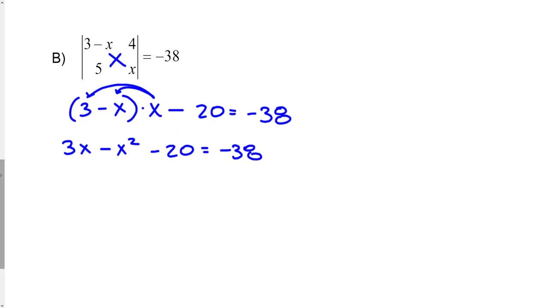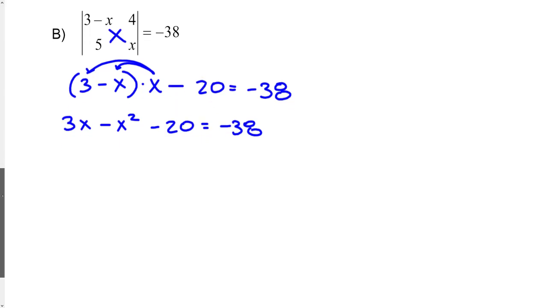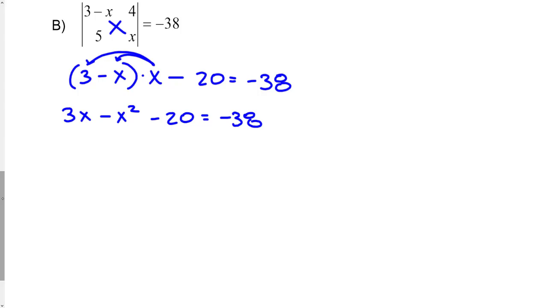Now this time I have a quadratic, and since it's quadratic, I need to get everything to one side of the equation and get ready to factor. So let's begin that process. So if I move everything to the right hand side of the equation, I'm going to have 0 equals, I'll write it, x squared minus 3x, oops, minus 3x that is, and I'm going to add 20 to both sides to move it, so negative 38 plus 20 would be minus 18.